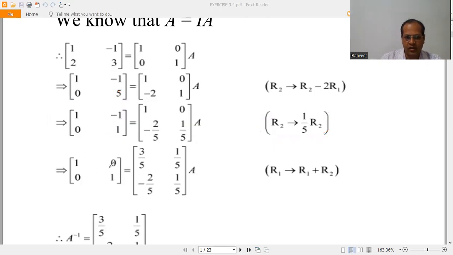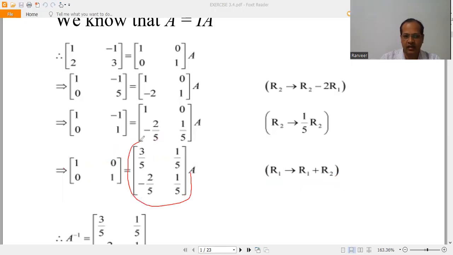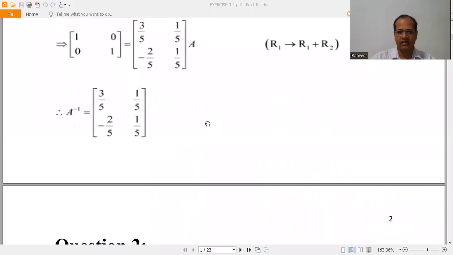Now, 1, 0, 0, 1. If we add R1 plus R2 and put the value in the first row, then this becomes 1, 0 and 0, 1. Here also do the same thing: 3 by 5, 1 by 5, minus 2 by 5, 1 by 5, and this is A inverse. Now on the left hand side you can see 1, 0, 0, 1, which is the unity matrix, so the right side represents the value of A inverse. This is the inverse. This is the step that we have to follow in each and every question.